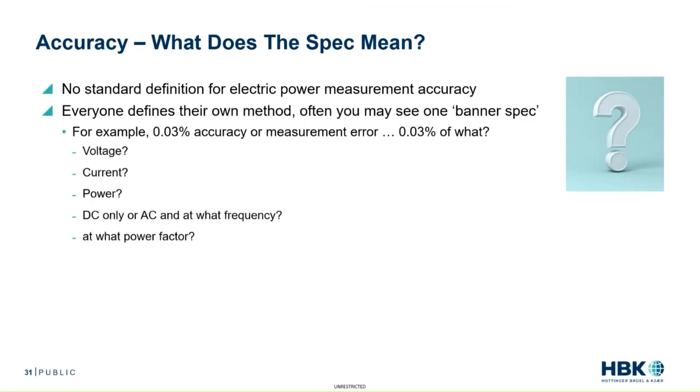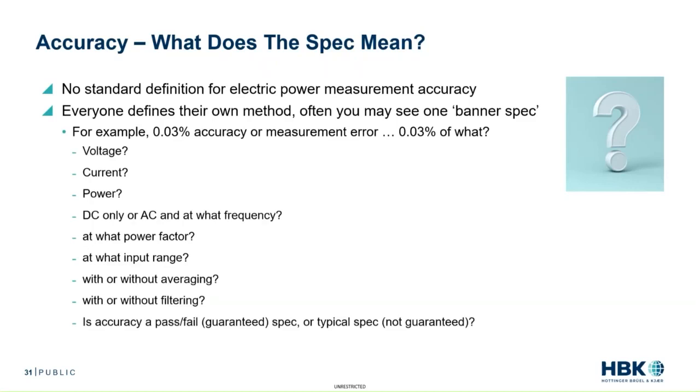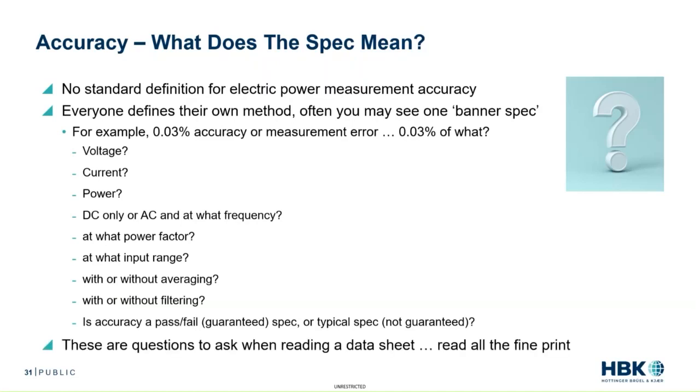At what power factor? Or at what input range? Is this with or without averaging, with or without filtering? And is the accuracy specification a pass or fail, or known as a guaranteed spec, or is it just a typical spec and it's not necessarily guaranteed? Well, these are some of the questions you'll need to ask when you're reading a data sheet. So it can get quite involved reading all the fine print.